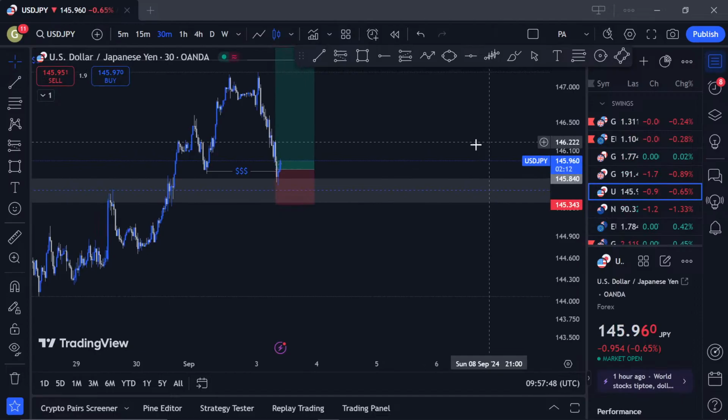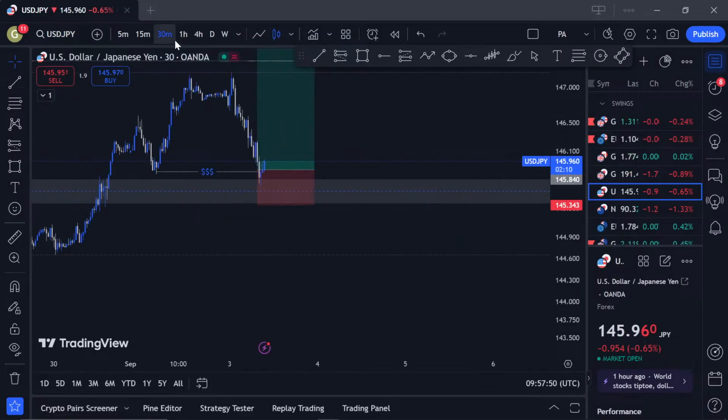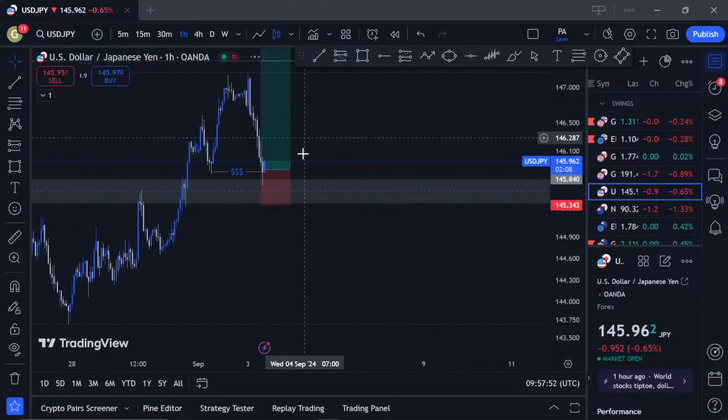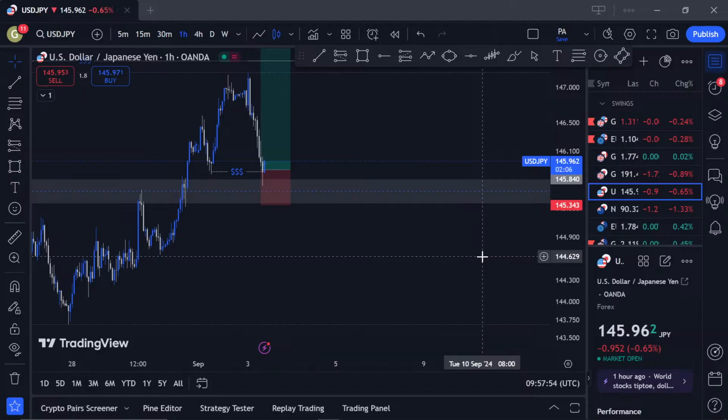Here it is. Looking at the 1-hour time frame, the 1-hour candle is about to close, left with 2 minutes to close. So you can actually take it. Me, I personally took it on the 30-minute time frame, so I'm already in profit.